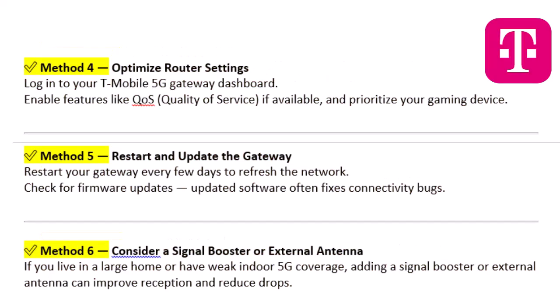Step 4. Insert a local SIM card abroad. Once your phone is unlocked and in global mode, insert the SIM card from a local carrier. Restart your phone to allow it to register on the new network.